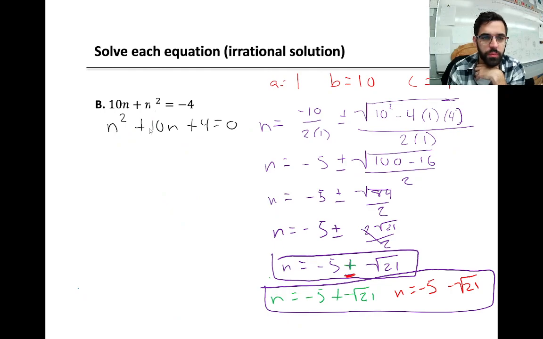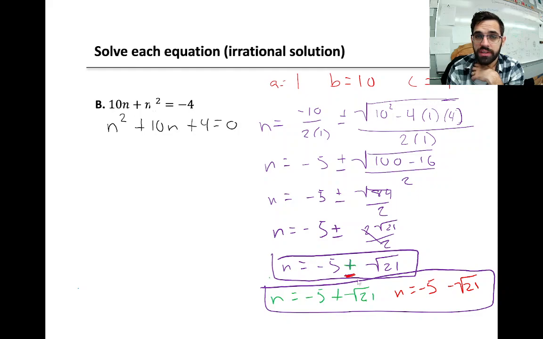Okay, here's another one. We can write this equation in standard form. We can identify our A, B, and C, our 1, 10, and 4, respectively. And then we can set up the quad formula. And then we can simplify. In this case, we get down to an irrational number as part of our solution. So -5 plus or minus the square root of 21.